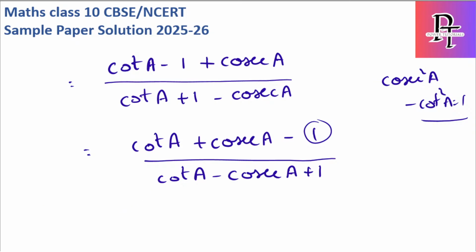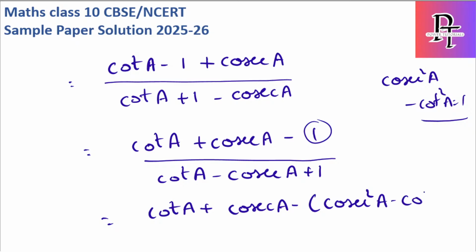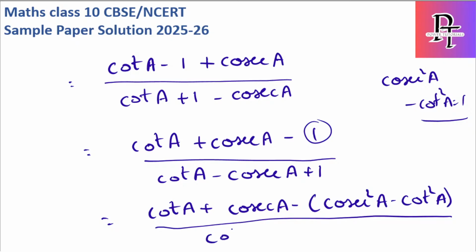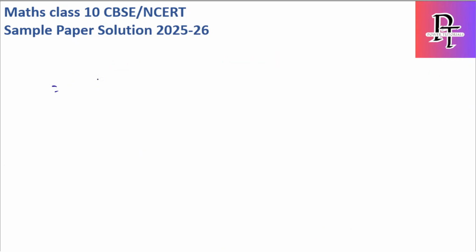Okay, now let's write it. Cot A plus cosecant A minus of cosecant square A minus cot square A by cot A minus cosecant A plus 1. Okay, so here we have a square minus b square. So let's use that a square minus b square formula, which is a minus b into a plus b. Cot A plus cosecant A.